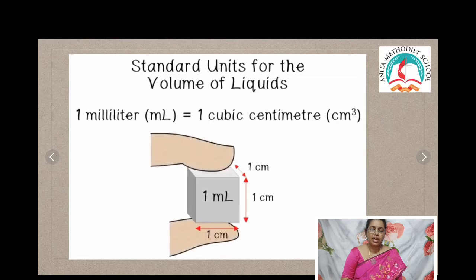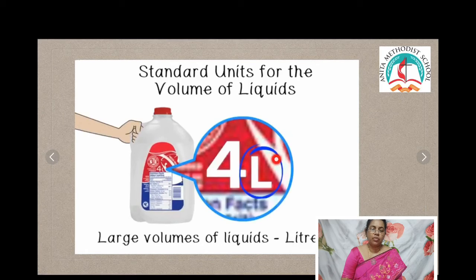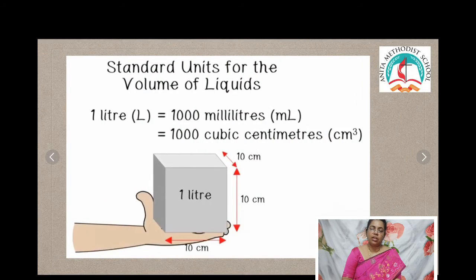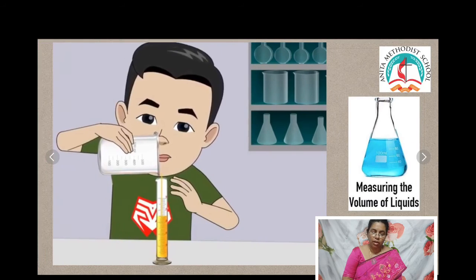And also there are standard units for the volume of liquids. Like for large volume of liquids, they can be measured using liters. 1 liter is equal to 1000 milliliters or 1000 cubic centimeters. Now, how to measure the volume of liquids? When a liquid is poured into a container, it takes the shape and volume of the container. And the maximum volume of the liquid that a container can hold is known as the capacity of a container.